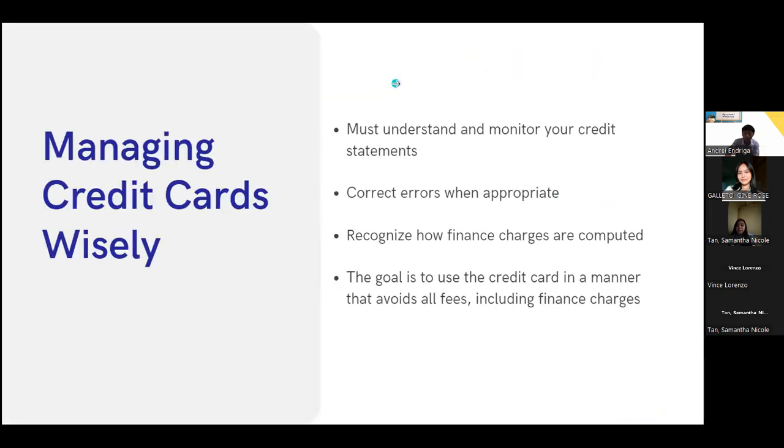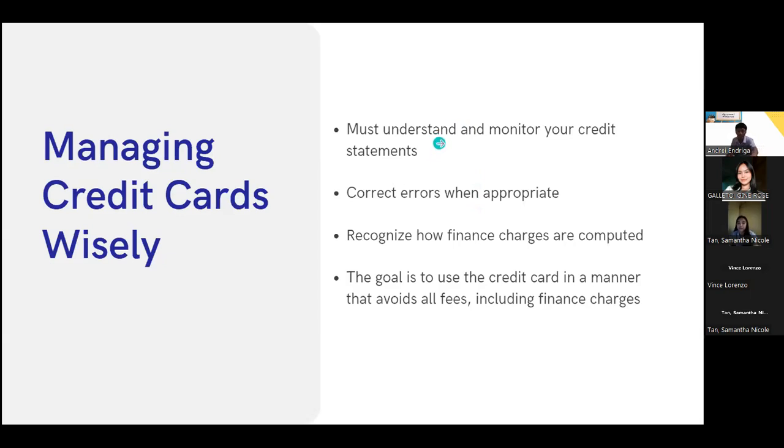So, for managing credit cards wisely, first is you must understand and monitor your credit card statement. This implies the importance of being aware of your credit card transactions by regularly checking your credit card statement. Next is correct errors when appropriate. It's crucial to review your credit card statement for any inaccuracies or unauthorized transactions.